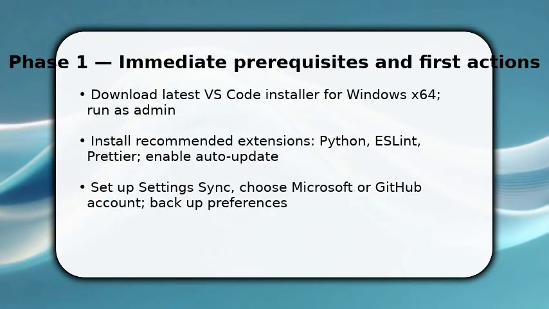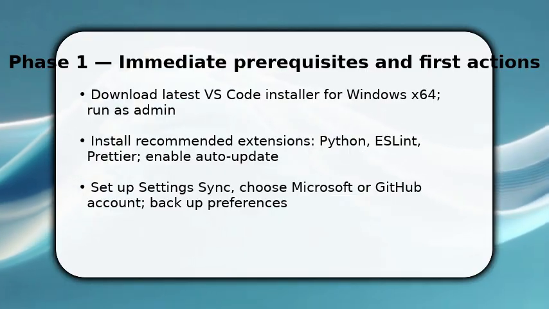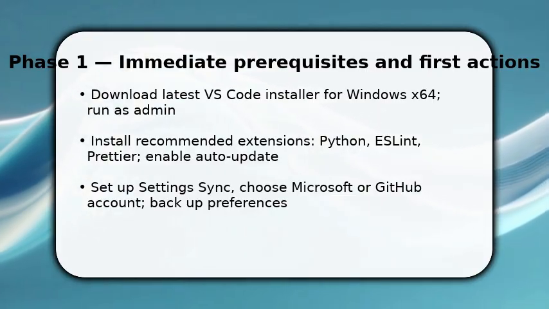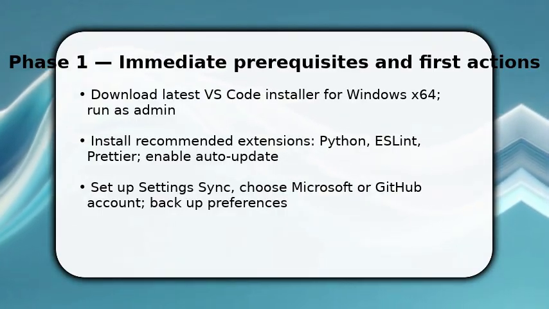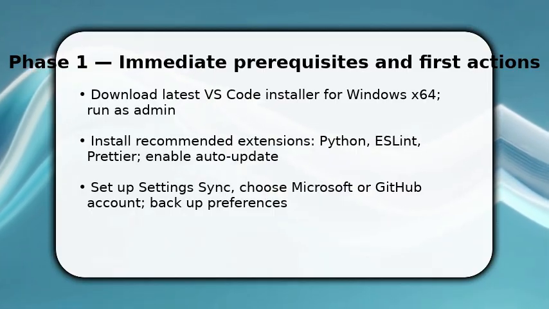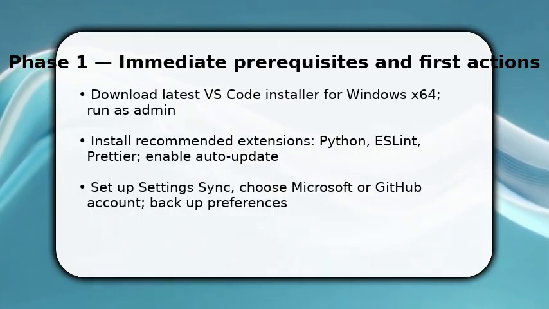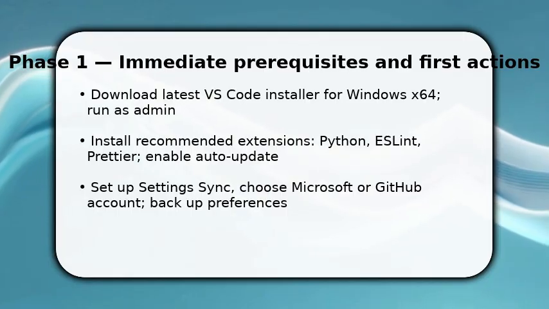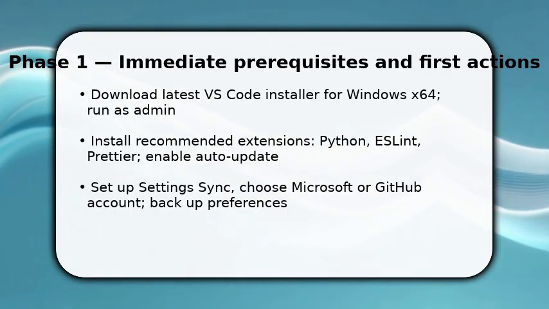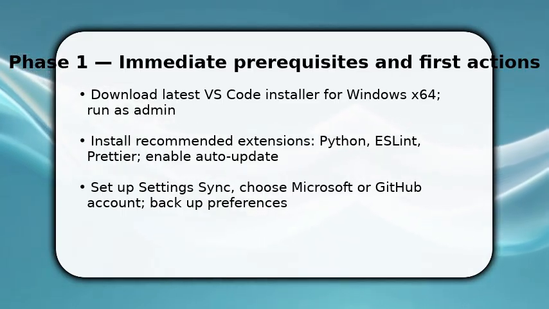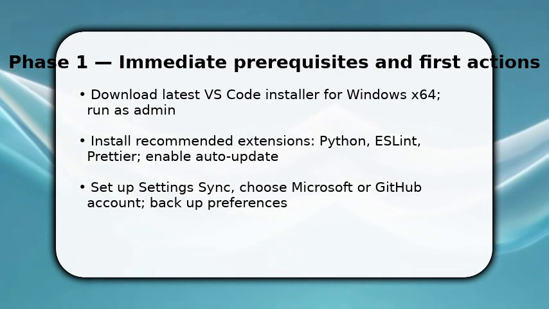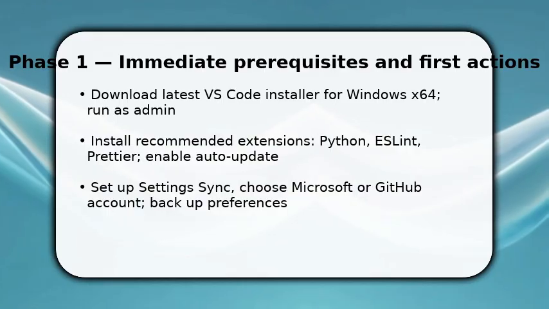You'll begin by installing VS Code and getting the essentials ready. First, run the official installer as administrator so extensions and shell integrations install cleanly. Once installed, add core extensions like language support and linters. Make sure they auto-update. Then enable settings sync and sign in with Microsoft or GitHub so your themes, key bindings, and extensions replicate across machines. This saves time, especially when switching between work and home, so you don't recreate your environment manually.